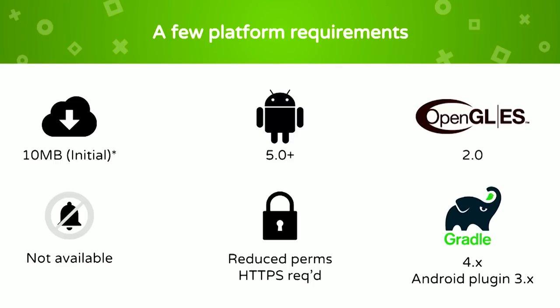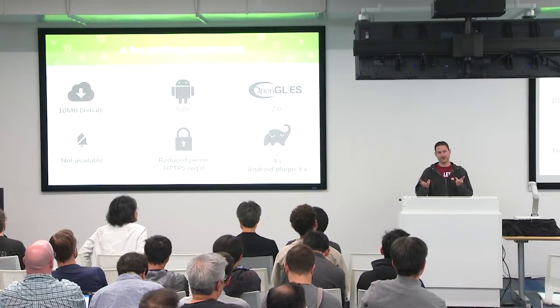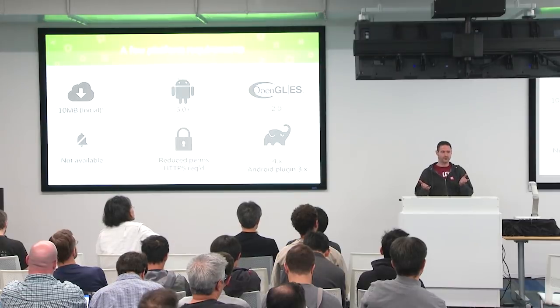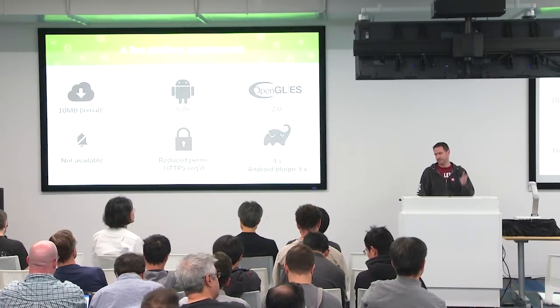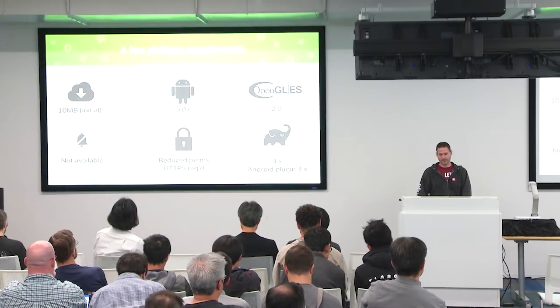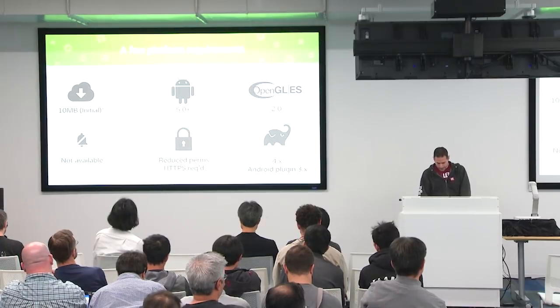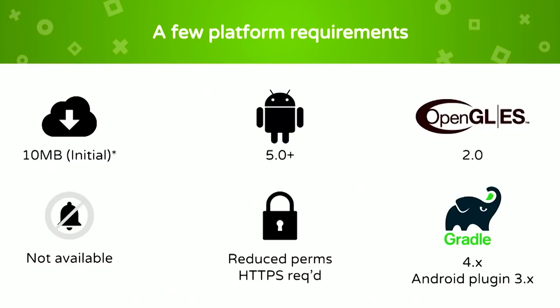So you have a few other things like a reduced set of permissions. For example, you can't request external storage permissions, things like that. You need to use HTTPS for all of your network calls. And there's a few Android APIs that are not available, things like getting persistent IDs and stuff like that. Finally, when you build your game, you need to use a relatively recent version of Gradle that supports the instant app structures and features.